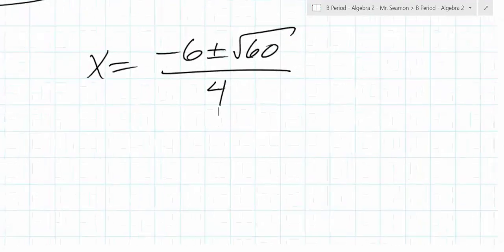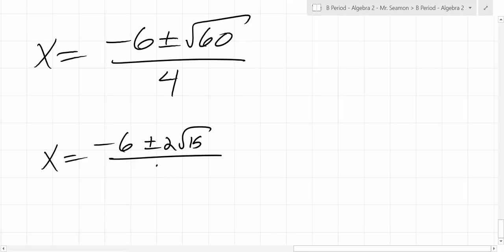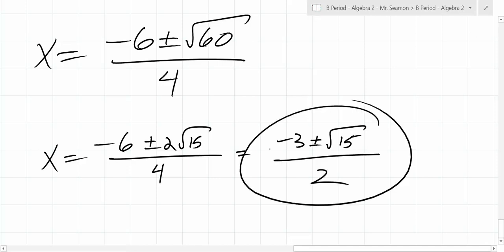What can be simplified there? The square root of 60. You take the 4 out, so it's going to be plus or minus 2 root 15. And then 6, 2, and 4 turns into negative 3 plus or minus the square root of 15 all over 2. This would be your final answer right there.